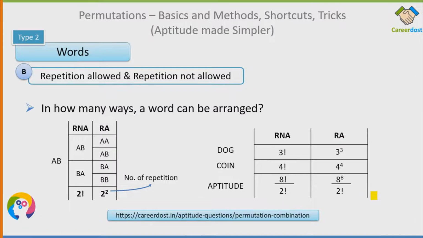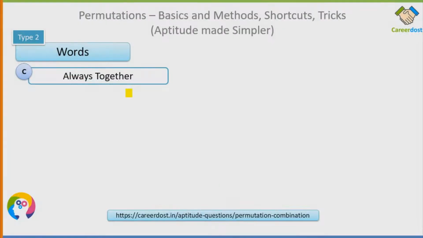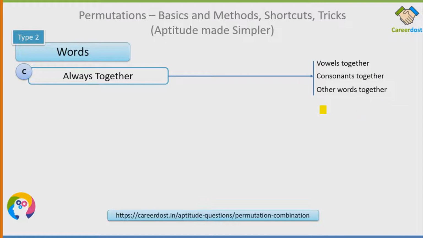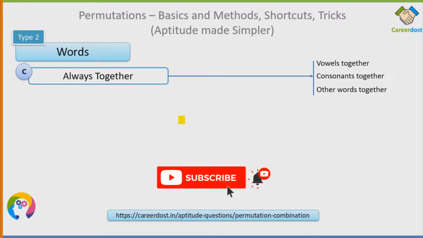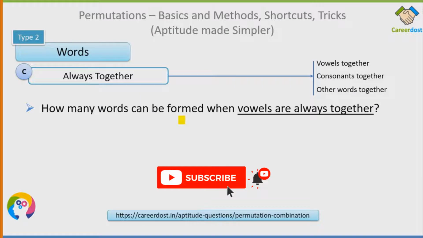So let's move ahead to another type, that is always together. In this section we will deal with always together type of problems. In always together we have 3 types, which are when we have vowels together, consonants together and other words together. So first let's start with vowels always together. The question is, how many words can be formed when vowels are always together?